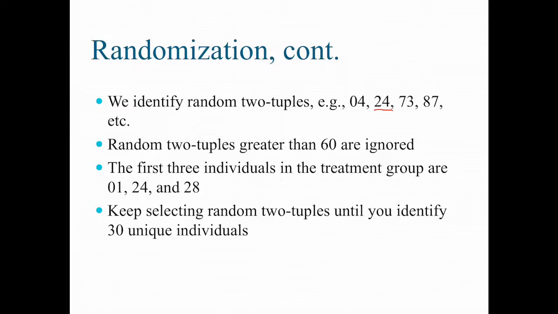And then once you have your first 30 individuals in the group, that would be your first group. And then naturally, since you have 60 and the other 30 are going in the other group, you only need to find the first 30. Everyone who wasn't selected will automatically go into that second group.